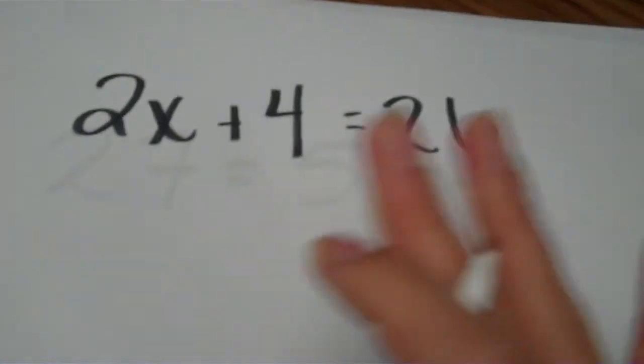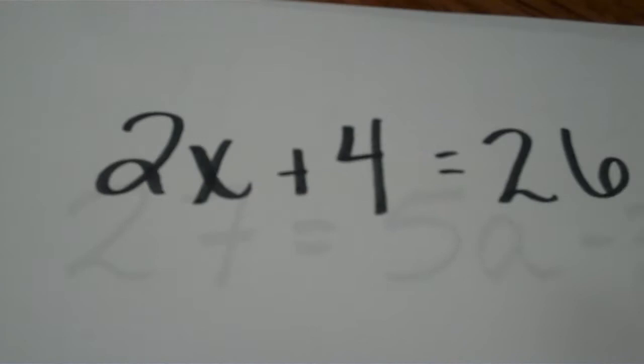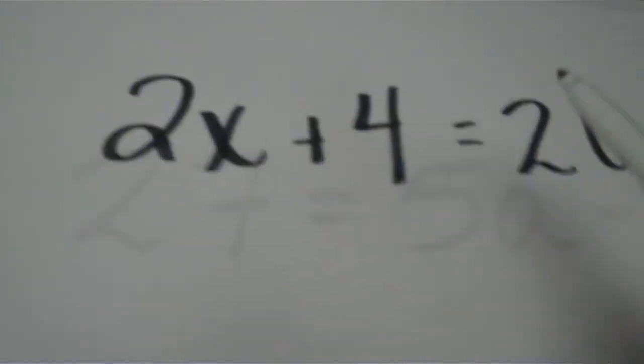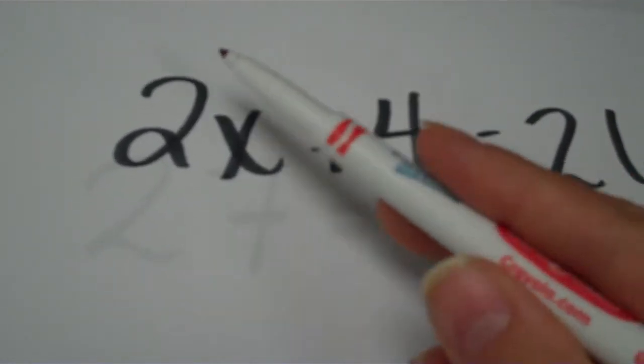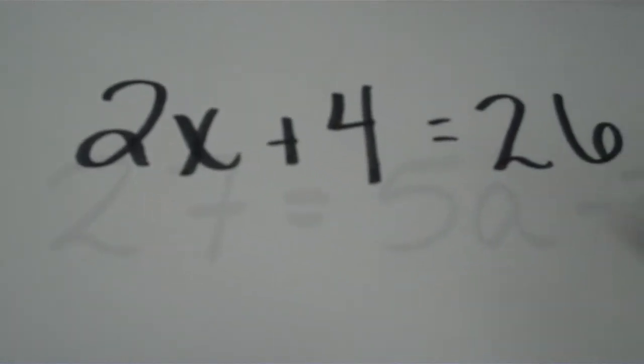Okay? So here we have a problem. Okay? 2 times x plus 4 equals 26. I need to figure out what x is in order to make this true.